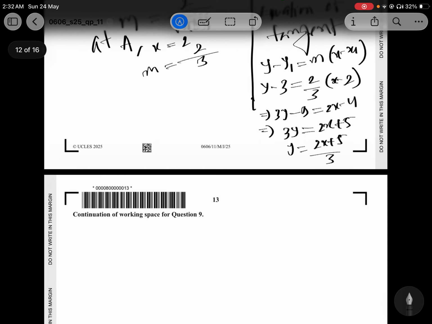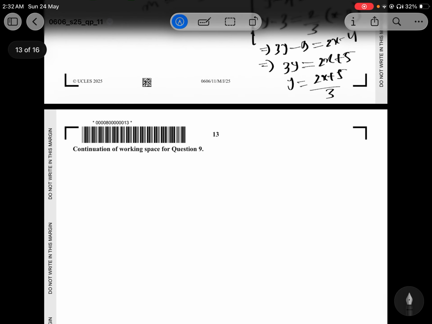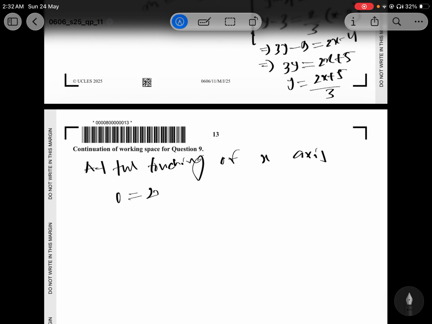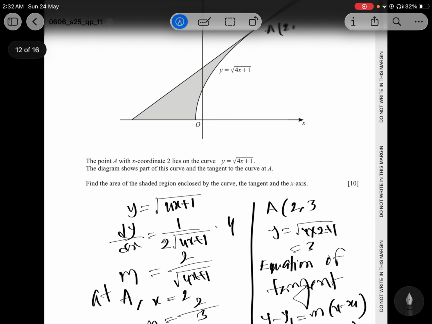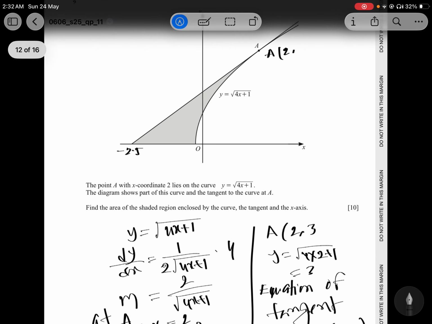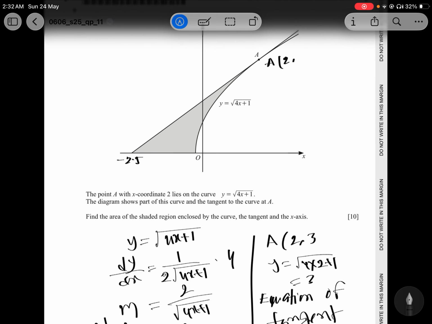Now at the touching of the x-axis, y is 0, right? So 2x plus 5, x is minus 2.5. So minus 2.5, right? And this is this. Now I have to find the area of the shaded region.